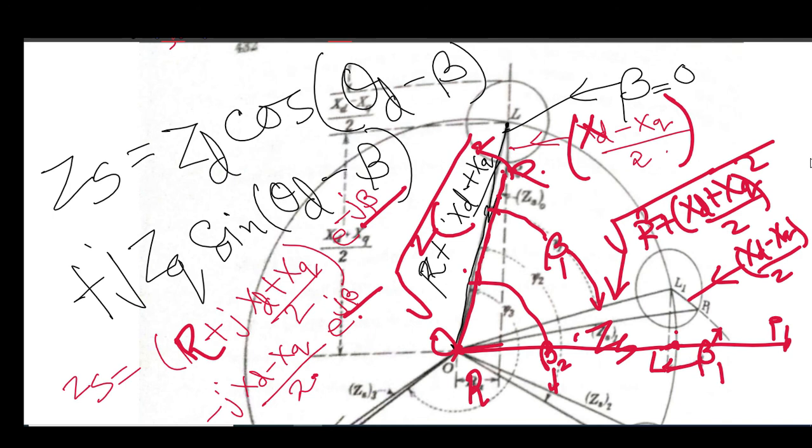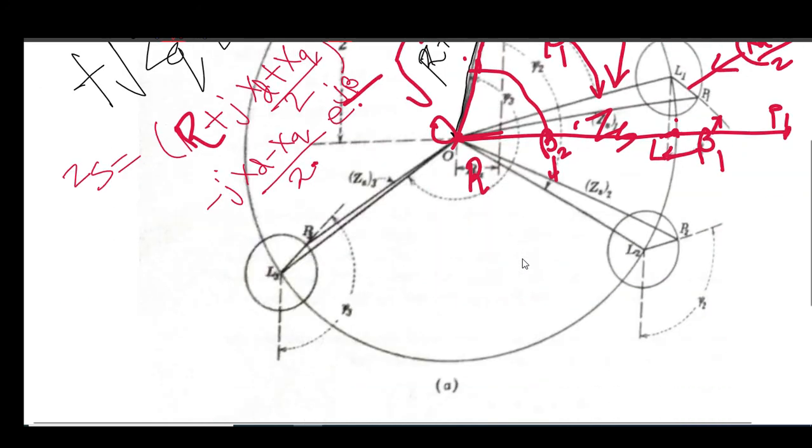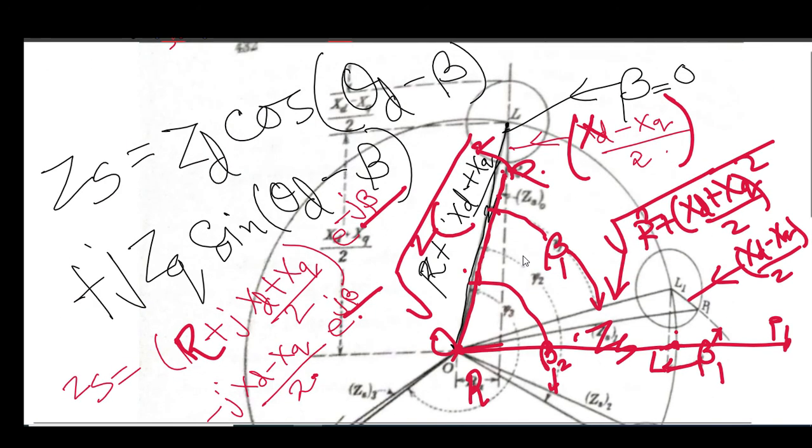And when will it be minimum? When this beta is somewhere here, then it will become minimum, right? So think about it and let me know your answer, when it will become maximum and when it will become minimum.